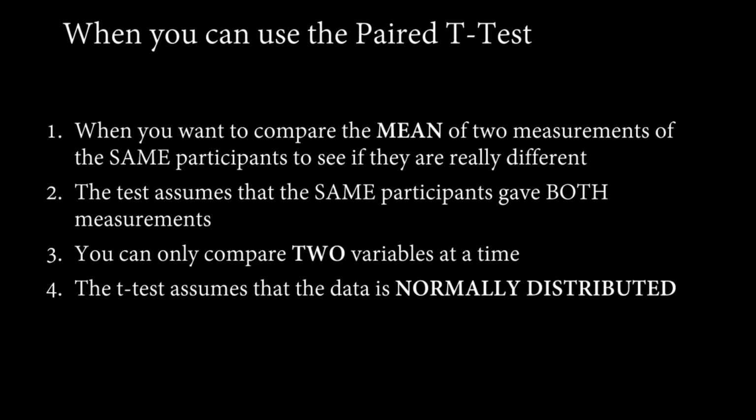When can you use the paired t-test? There are several conditions. First of all, the main aim is to compare the mean of two measurements of the same participant to see if they are really different. So your aim is to see a difference between two measurements of the same participant. The test assumes that the same participants gave both measurements. I will show you exactly what this means in a spreadsheet very shortly. You can only compare two variables at a time. If you have more than two variables, we have a different type of test for that. And the t-test assumes that the data is normally distributed.